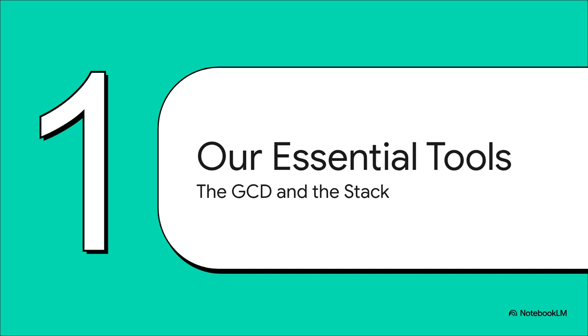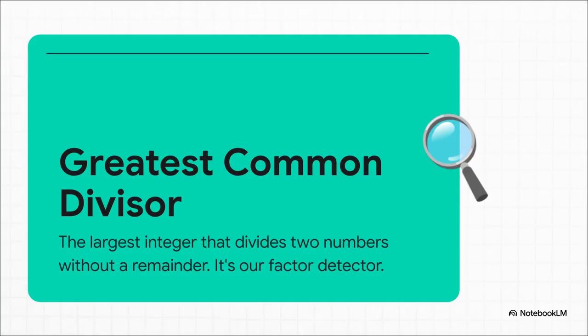Okay, so to pull this off efficiently, the algorithm really leans on two key tools. Before we actually walk through the solution, let's make sure we're familiar with both of them. First up, we've got the greatest common divisor, or GCD. This is the biggest number that can divide into two other numbers perfectly. For our puzzle, this is everything. If the GCD of two numbers is bigger than 1, they merge. It's basically our official factor detector.